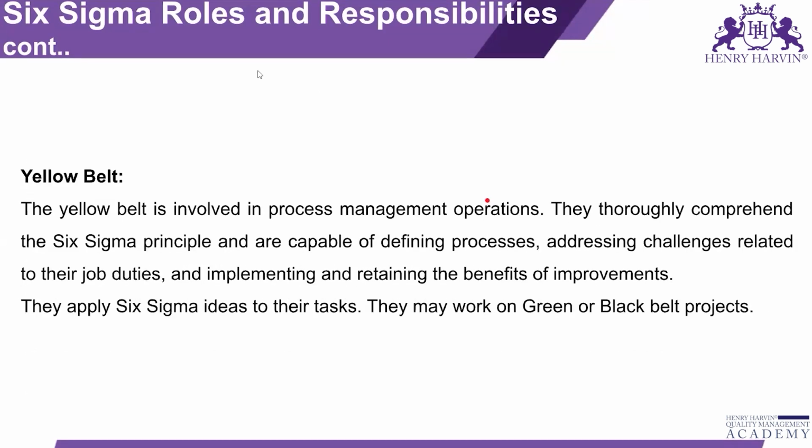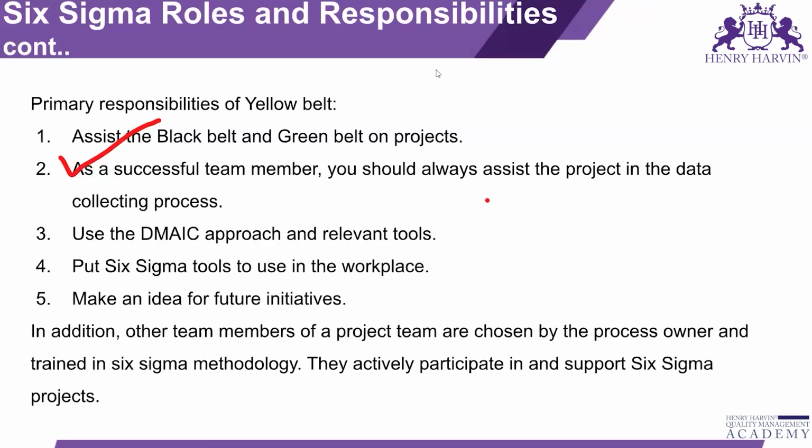Let's start with the yellow belt. The yellow belt is involved in process management operations. They thoroughly comprehend the Six Sigma principles and are capable of defining processes, addressing challenges related to their job duties, and implementing and retaining the benefits of improvements. They apply Six Sigma ideas to their tasks. They may work on green or black belt projects. Any questions here? No. All right. Thank you. Next slide.